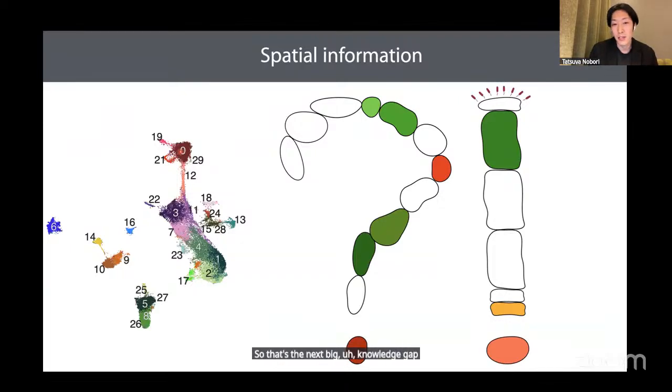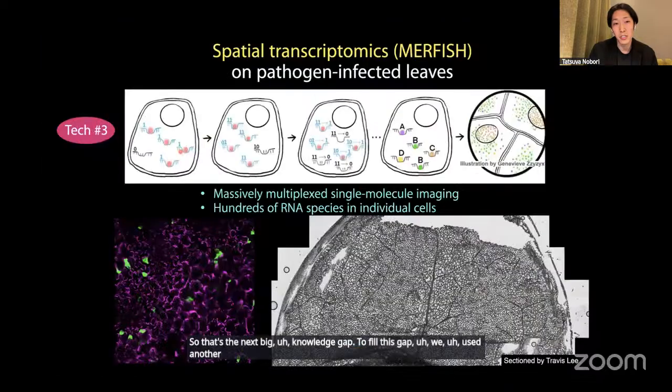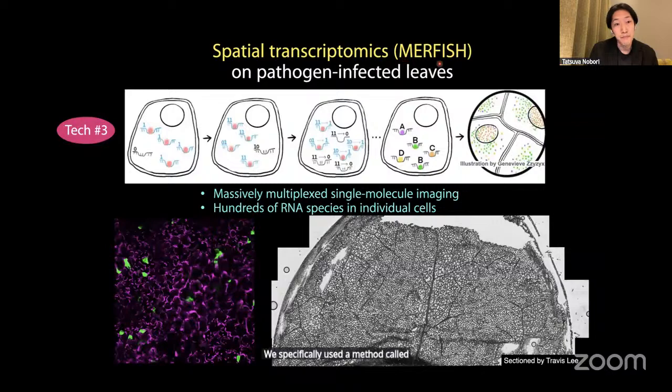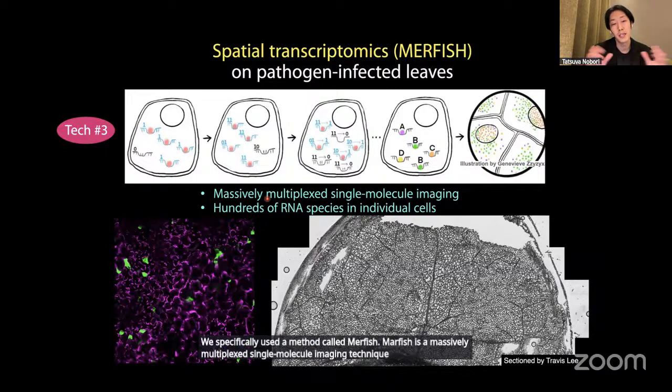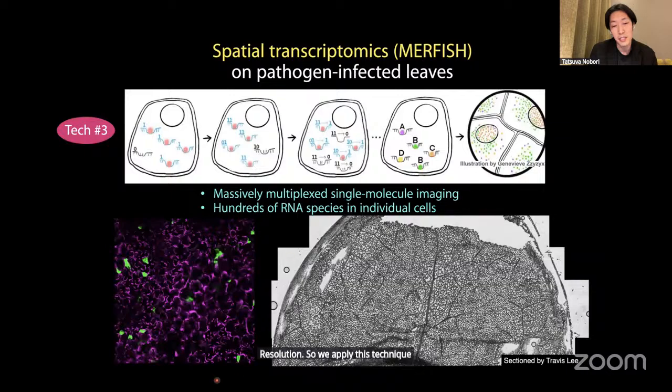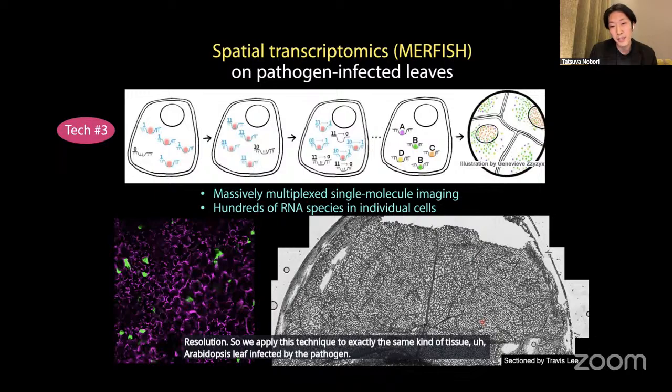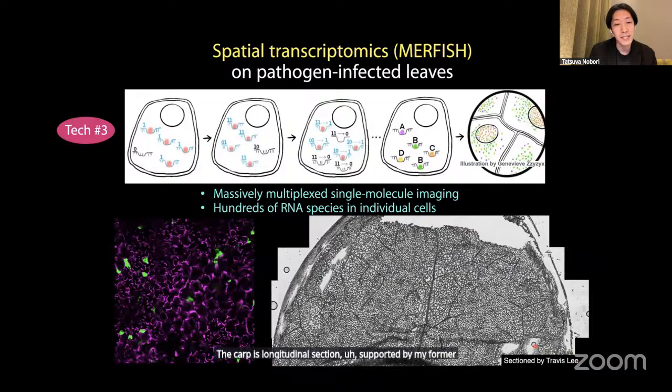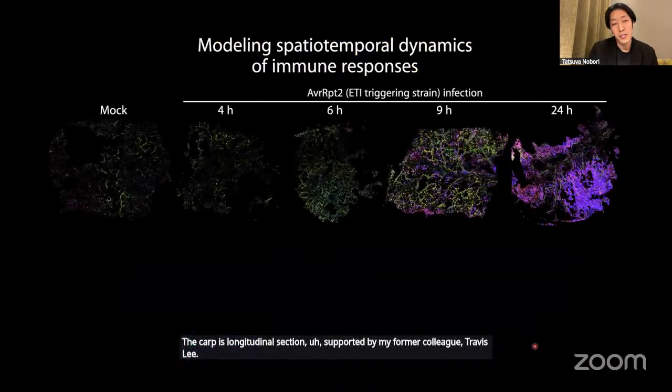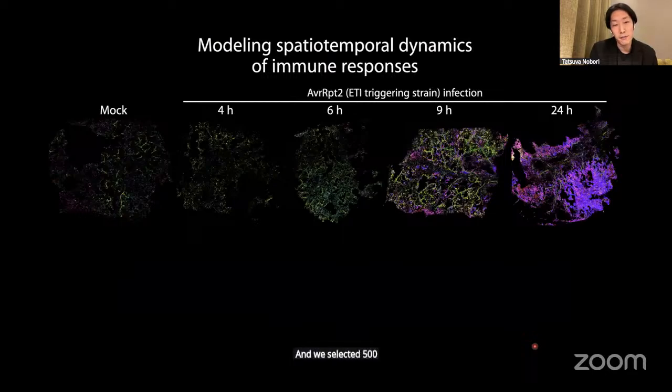To fill this gap, we used another new technology called spatial transcriptomics. We specifically used a method called MERFISH. MERFISH is a massively multiplex single molecule imaging technique that can visualize hundreds of different genes at the same time on the tissue section at the single molecule resolution. So we applied this technique to exactly the same kind of tissue, an Arabidopsis leaf infected by the pathogen. We cut this longitudinal section, supported by my former colleague, Travis Lee. And we selected 500 genes for this MERFISH experiment.